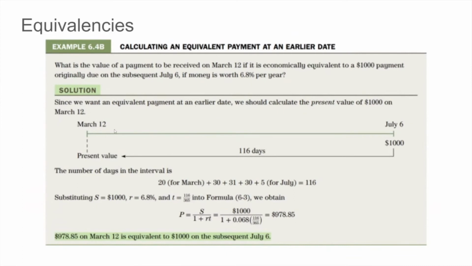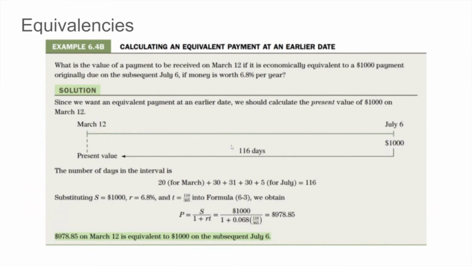So we got March 12th was the date the value was supposed to be received, or July 6th. So here we are, July 6th. It was originally due to be paid on July 6th. So that $1,000 is July 6th. And we're looking at the distance between March 12th and July 6th. If we calculate the number of days, it is 116 days. So what we really need to find out is how much is that $1,000 on July 6th worth on the March 12th that fell before it, or 116 days earlier.